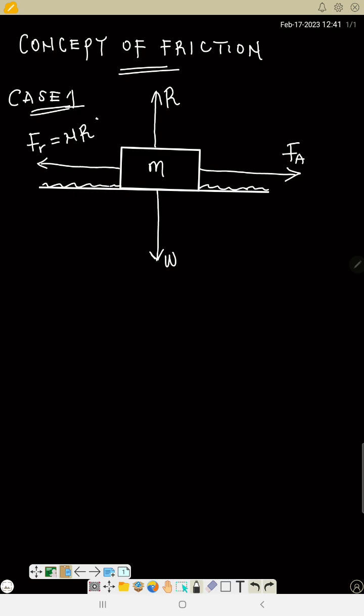Now take note, Fr is always mu R. That is, Fr is coefficient of friction times R, where R is this normal reaction. So take note, this weight is what? Mg. Weight is mass times gravity.